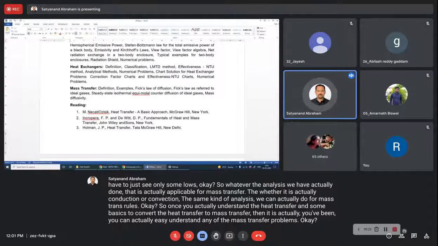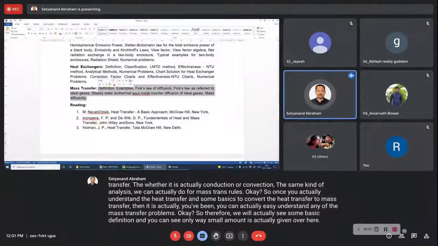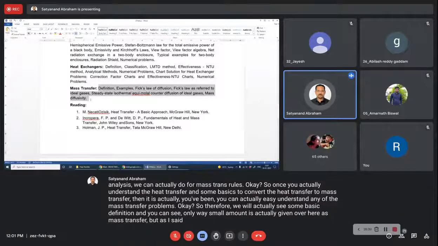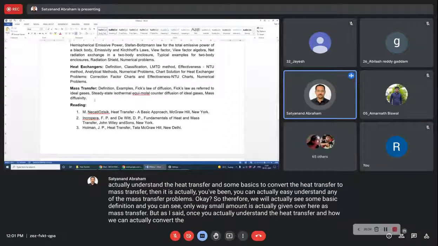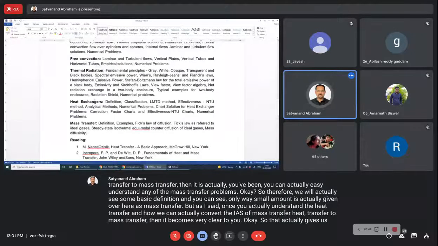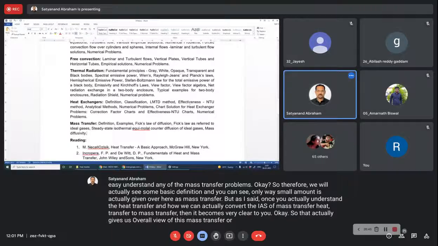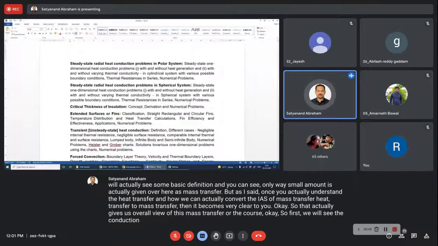So we will see some basic definitions, and you can see only a very small amount is given over here as mass transfer. But as I said, once you understand heat transfer and how we can convert the ideas of heat transfer to mass transfer, then it becomes very clear to you. That gives us an overall view of this course. First we will see conduction, then convection, and then radiation. So we will go in that order.